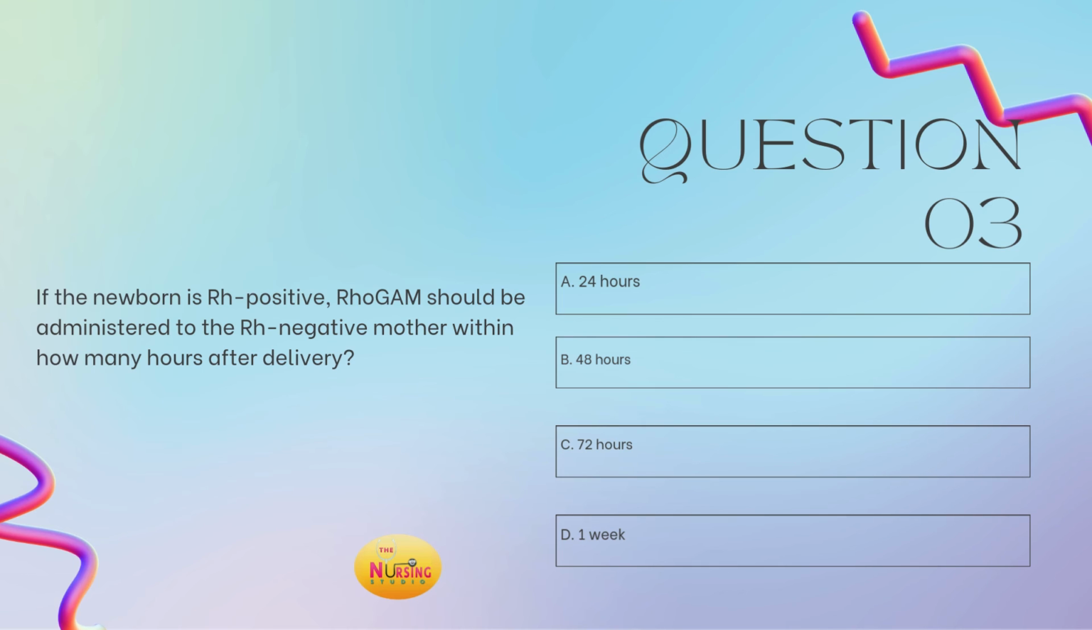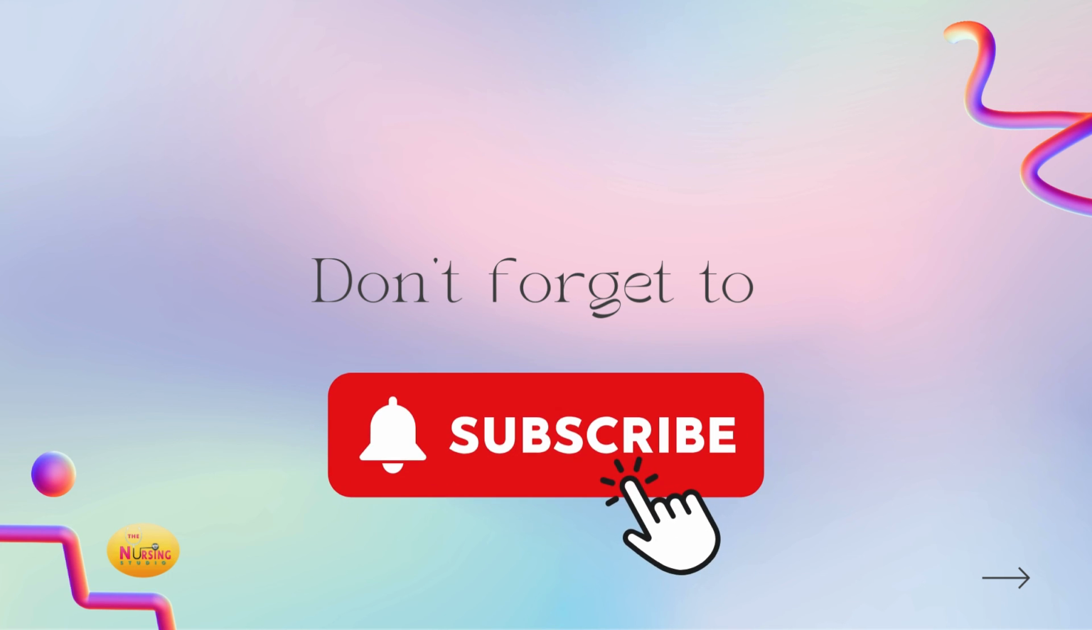So, those are the key points I want you to know about RhoGAM. We're giving it to Rh negative pregnant women. We give it preventively at 28 weeks. And if the newborn is Rh positive, we give it again at 72 hours post delivery. Okay? All right, you guys.